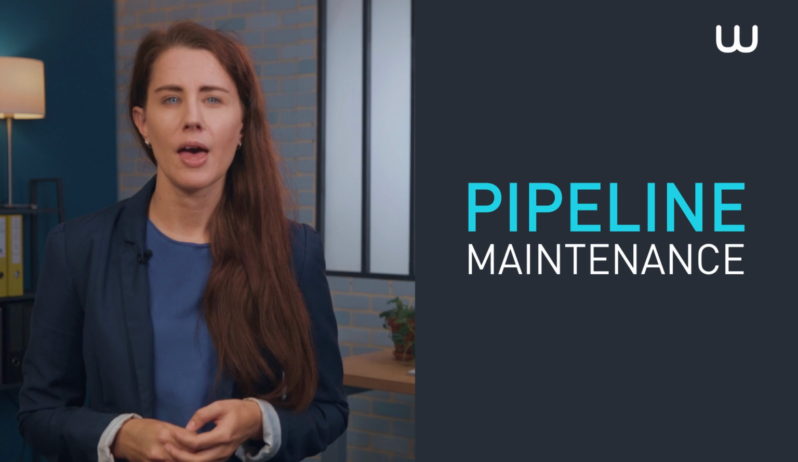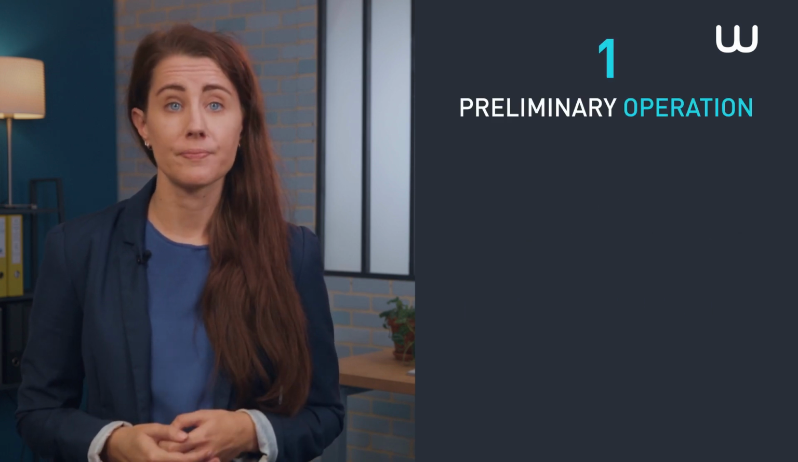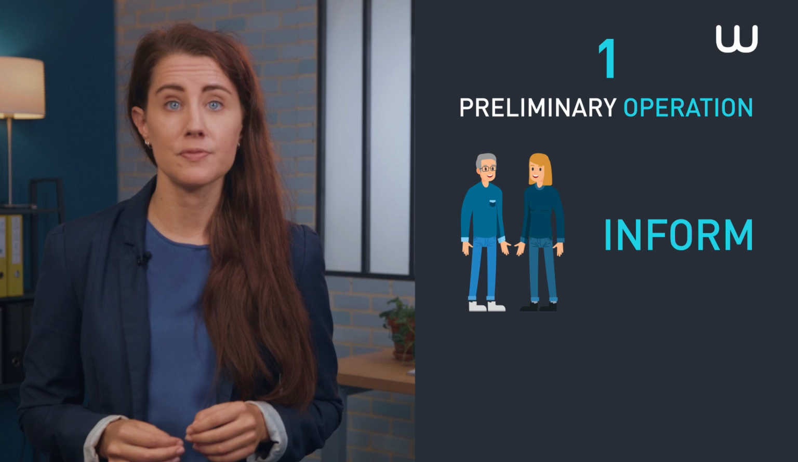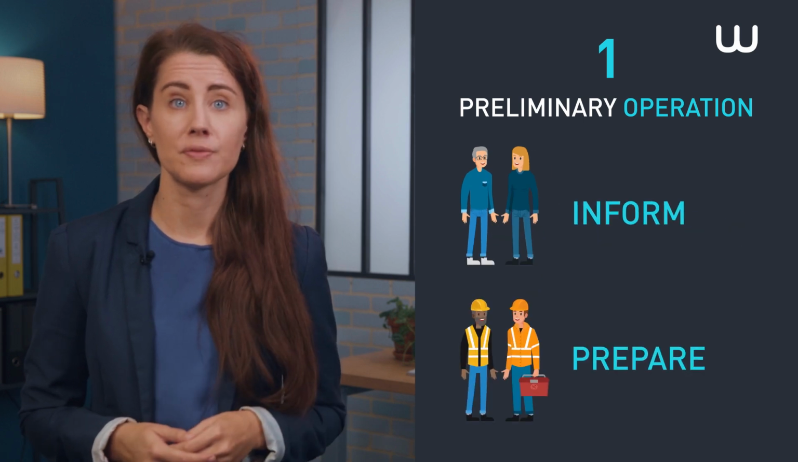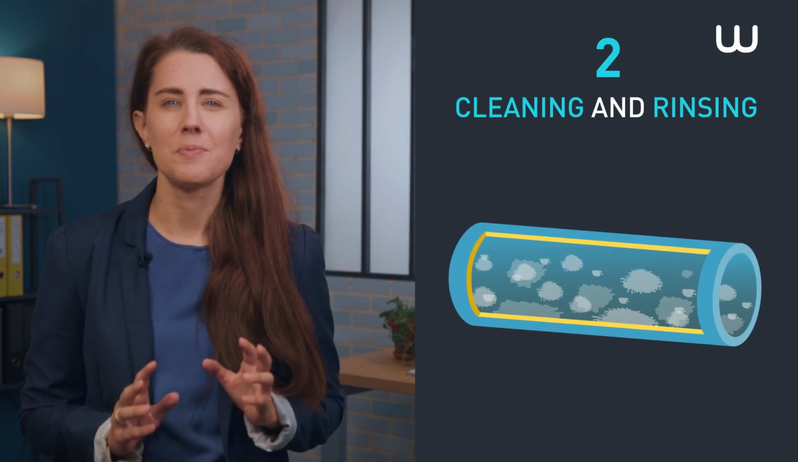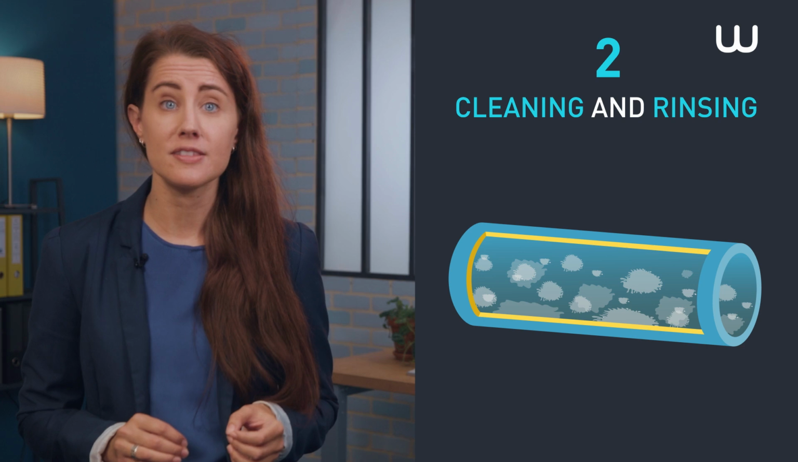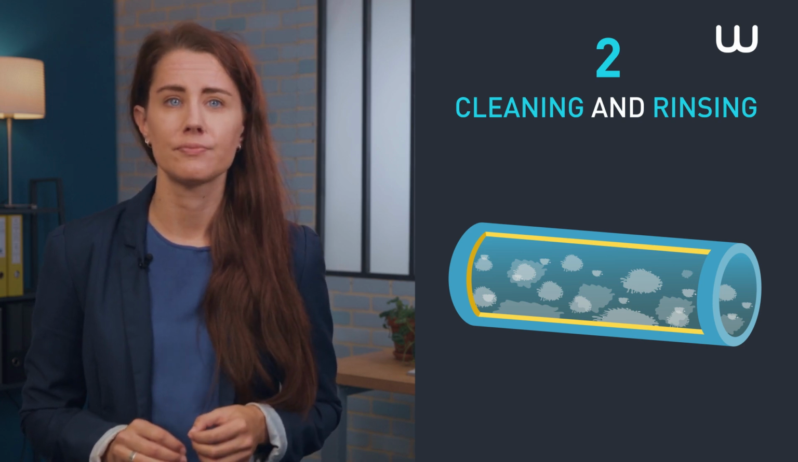Let's now look at pipeline maintenance. Pipeline maintenance also begins with preliminary operations: informing users, preparing the intervention, as well as operative personnel. We then proceed with cleaning. The objective is to eliminate the vast majority of contaminants and deposits present in the pipelines.